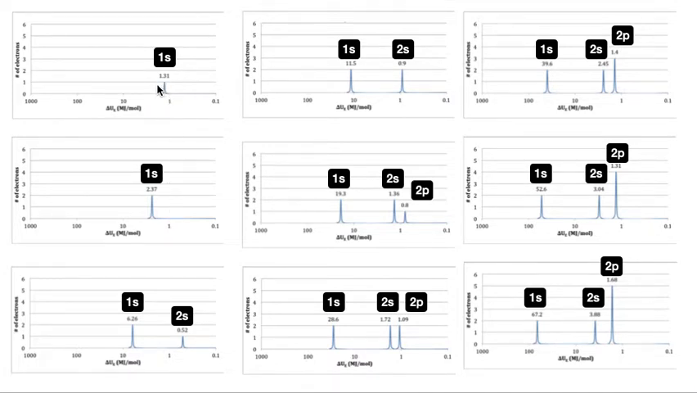Notice here, this is less than this, is less than this, is less than this, is less than this, is less than this.